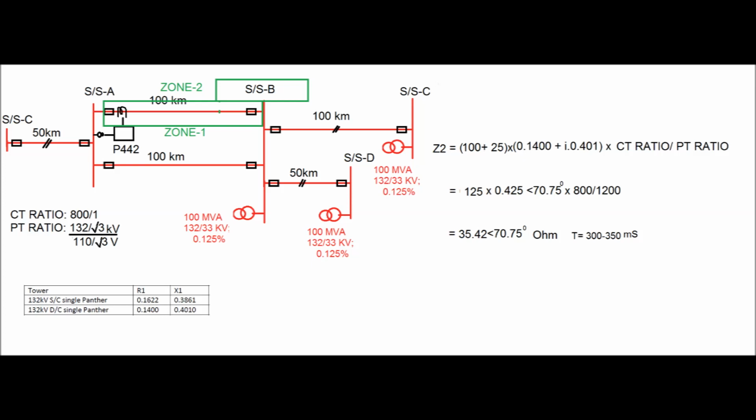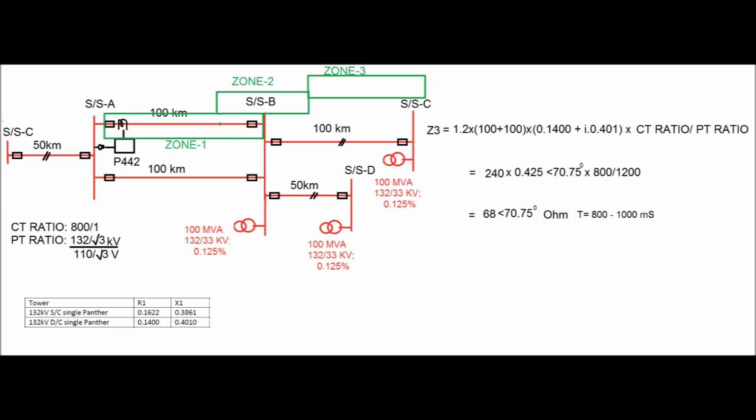Here the time can be increased depending upon the situation, that is up to 500 millisecond. If zone 2 reach encroaches the next, if the next shortest distance is very less, then zone 2 time can be increased up to 500 millisecond.